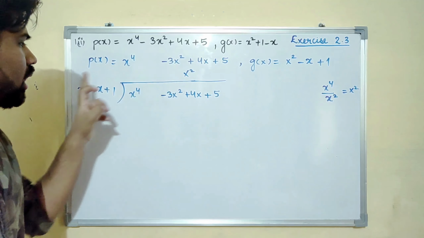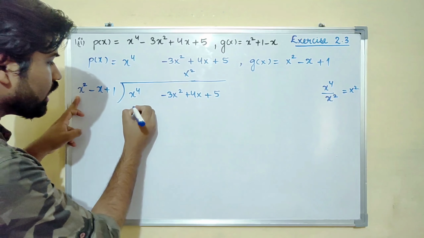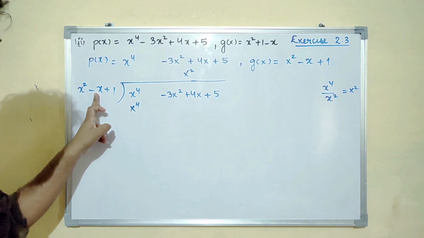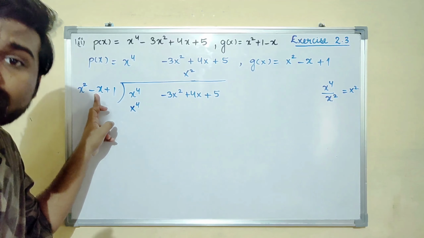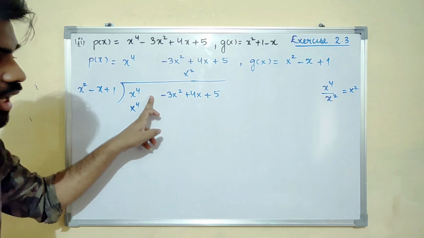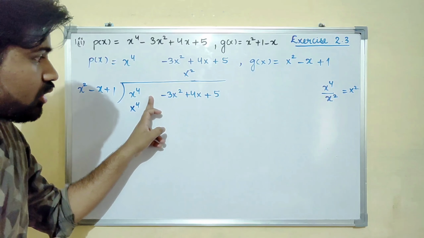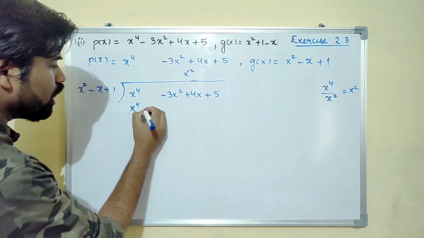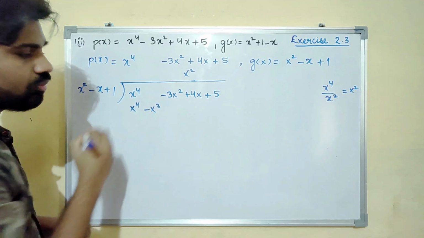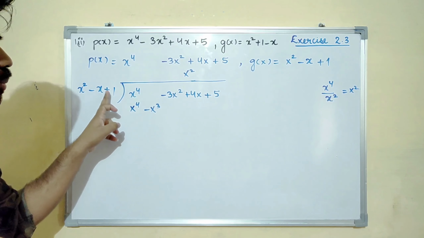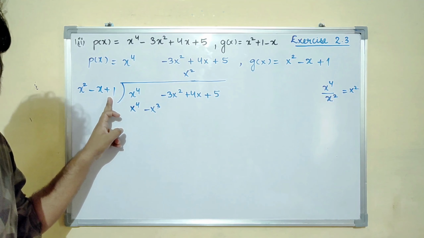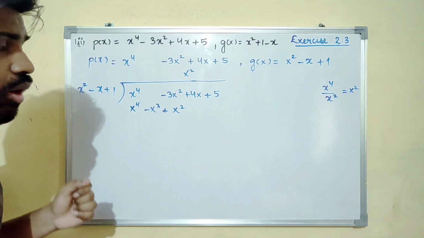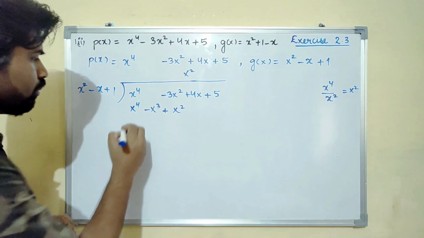Now when x square will be multiplied by x square, you will get x to the power 4, right? X square multiplied by minus x will give you minus x cube. That is why I told you to leave a space, because there was no term of x cube in the polynomial. Now you will write minus x cube here. Now x square multiplied by 1 will give plus x square, which you will write below the x square term, right?